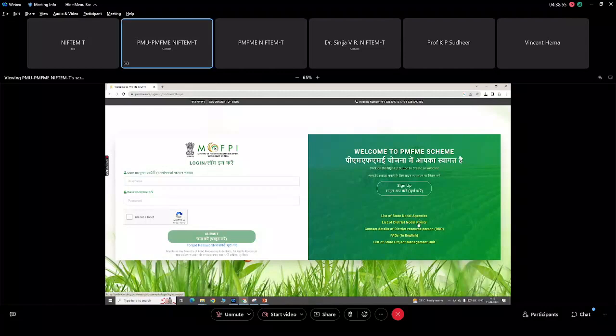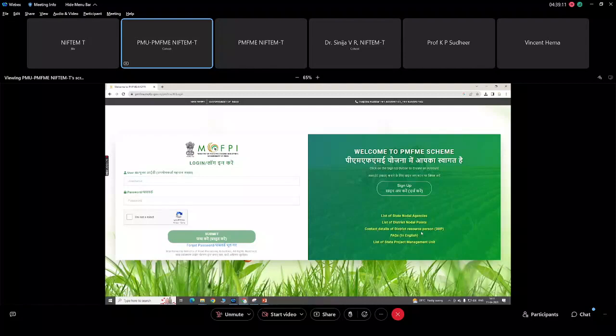and the district nodal points and district resource person. Basically, the district resource person will be taking care of all of your online submission of applications, and they will be guiding you till the sanctioning of the subsidy or the bank loan. So all the contact details are uploaded here.